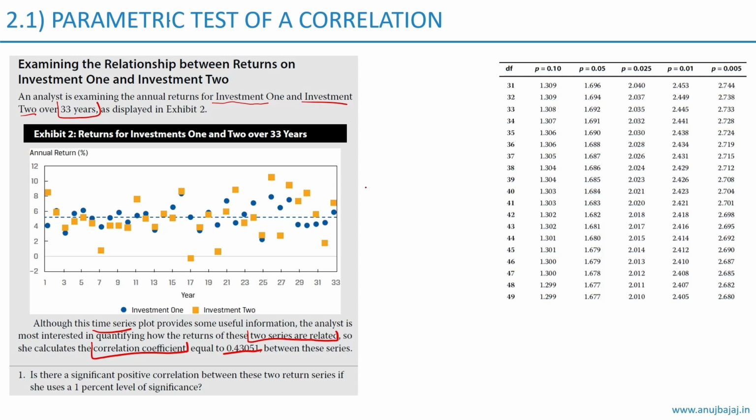0.43051. So the sample size is 33 years and the sample correlation equals 0.43051. The question is, is there a significant positive correlation between these two return series if she uses a 1% level of significance? Meaning, the analyst wants to know whether the correlation is greater than 0.